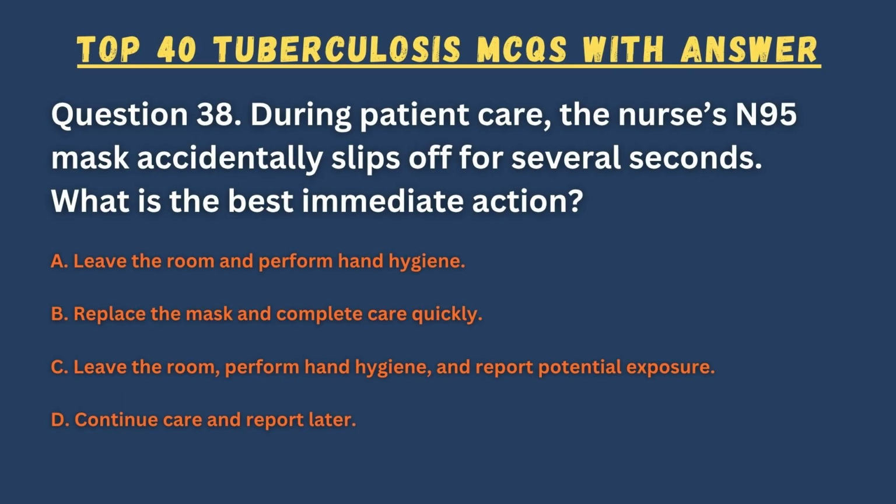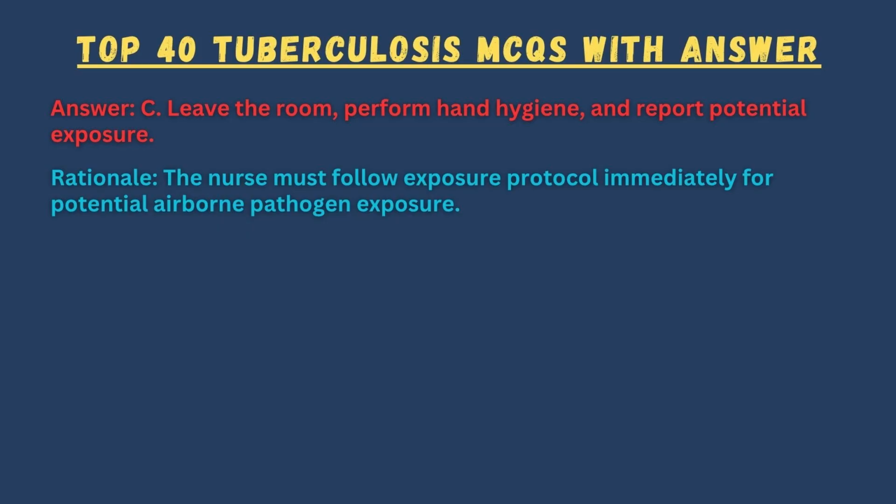Question 38. During patient care, the nurse's N95 mask accidentally slips off for several seconds. What is the best immediate action? A. Leave the room and perform hand hygiene. B. Replace the mask and complete care quickly. C. Leave the room, perform hand hygiene, and report potential exposure. D. Continue care and report later. Answer: C. Rationale: the nurse must follow exposure protocol immediately for potential airborne pathogen exposure.